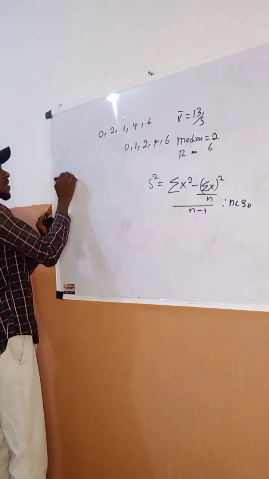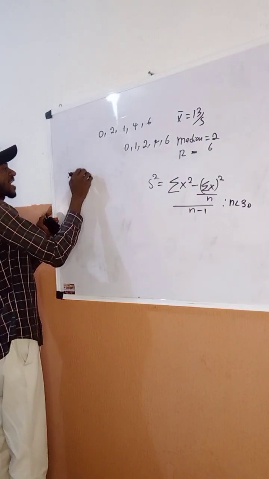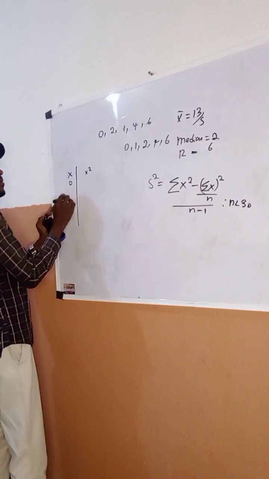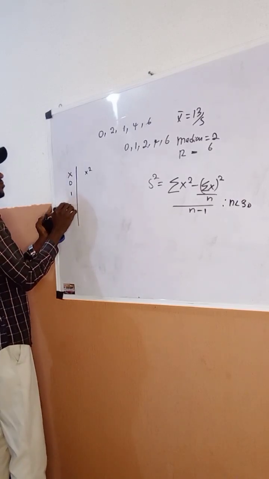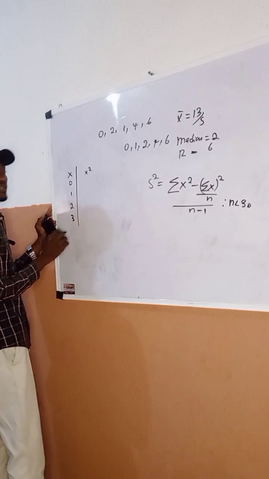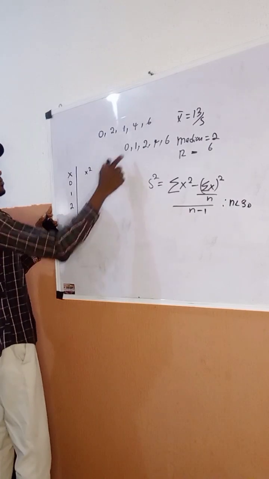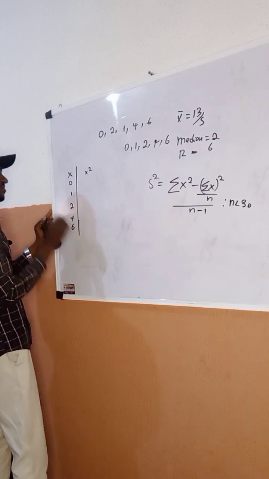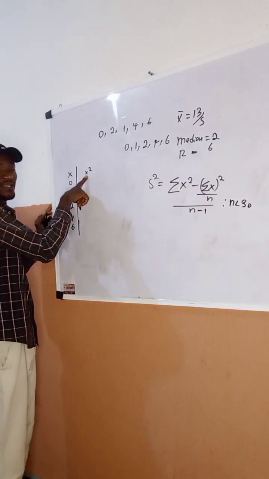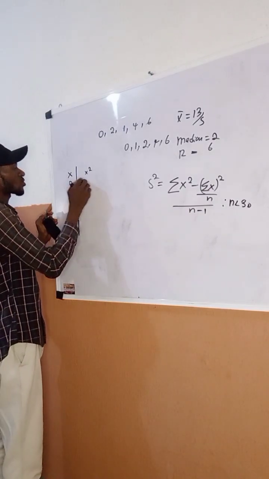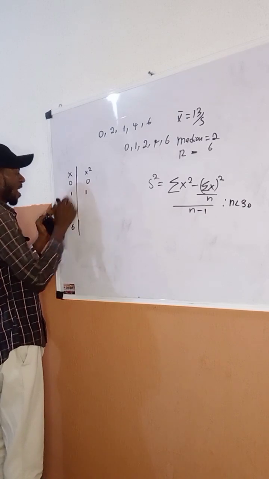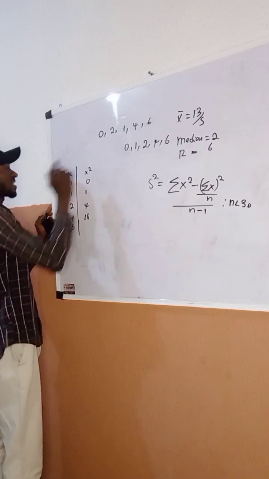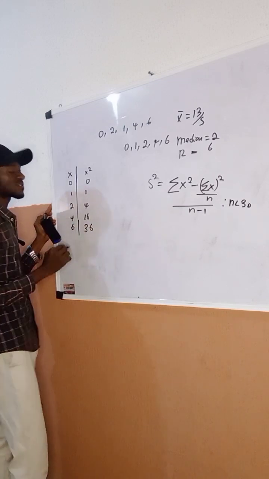So what we are going to do is write our x, and then x squared. Our x is 0, 1, 2, 4, and then 6. Then under this square here, we pick the squares: 0 squared is 0, 1 squared is 1, 2 squared is 4, 4 squared is 16, and then 6 squared is 36.